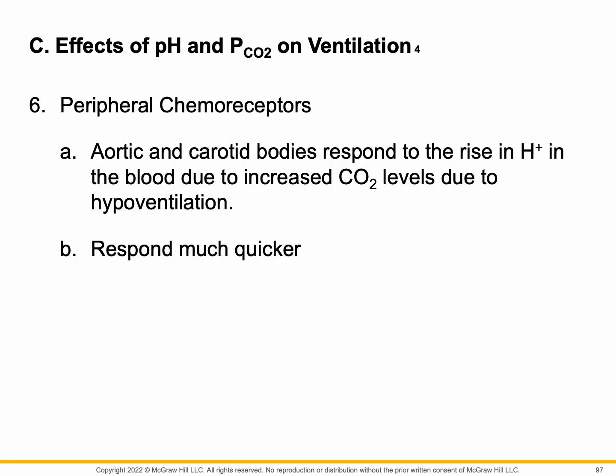Peripheral chemoreceptors, including aortic and carotid bodies, respond to the rise in hydrogen ions in the blood due to increased carbon dioxide levels, and this is due to hypoventilation. These peripheral chemoreceptors respond much quicker.